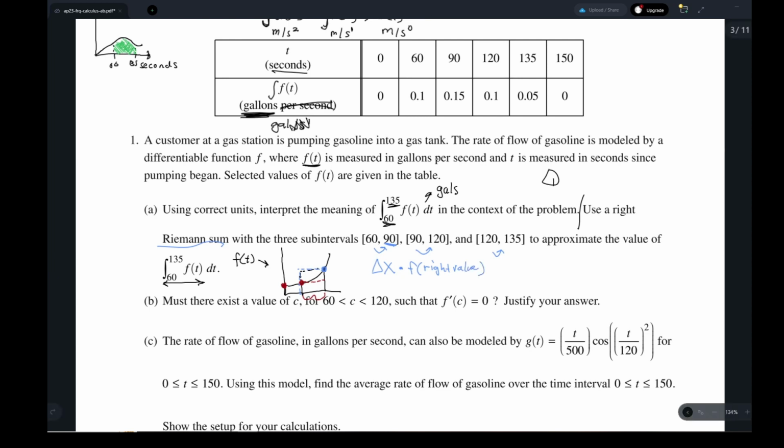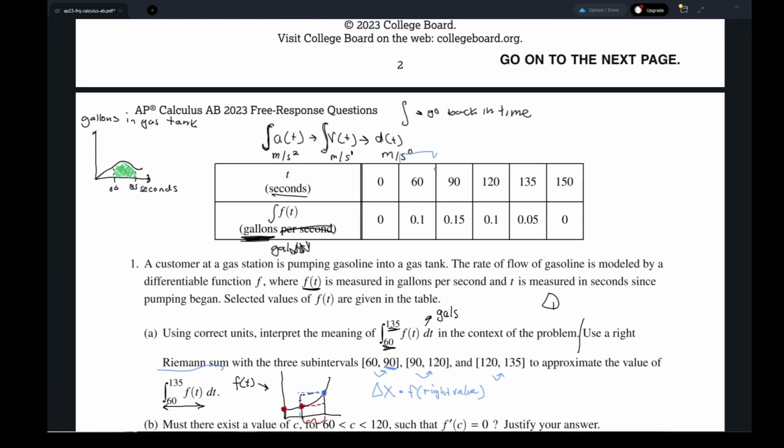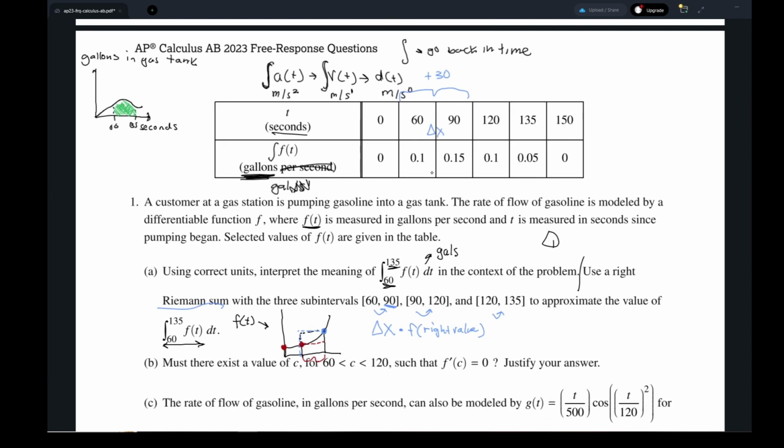right? So for the interval from 60 to 90, right, how much space is there from 60 to 90? How much does x have to change to go from 60 to 90? It's going to change by 30, right? So for my first interval, the first rectangle I'm making, I'm multiplying 30 by f of the right value, right? So in this interval, my rightmost value is going to be 90. So f of 90 is 0.15.